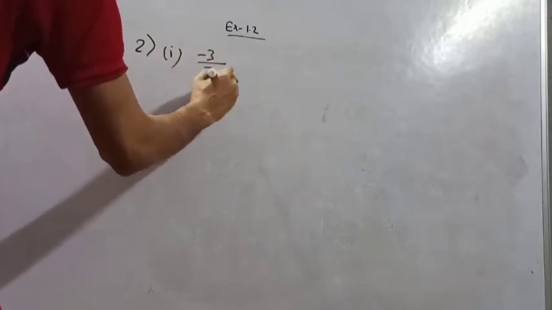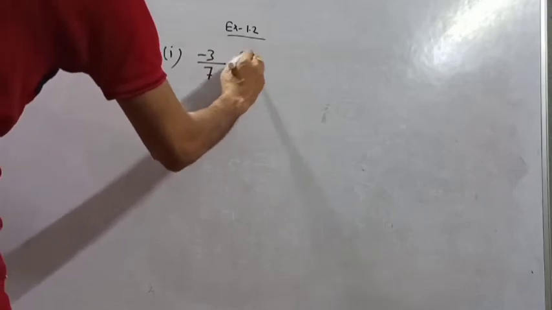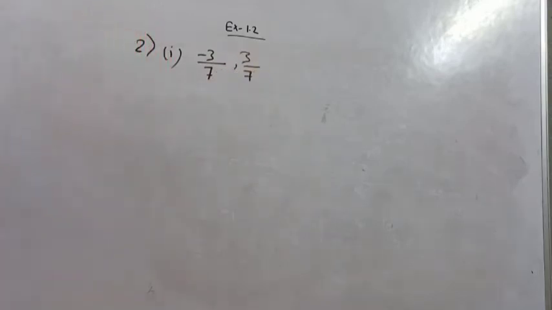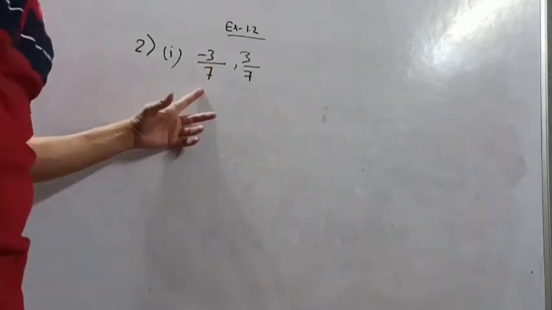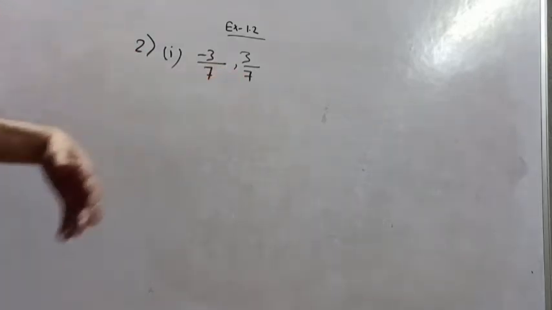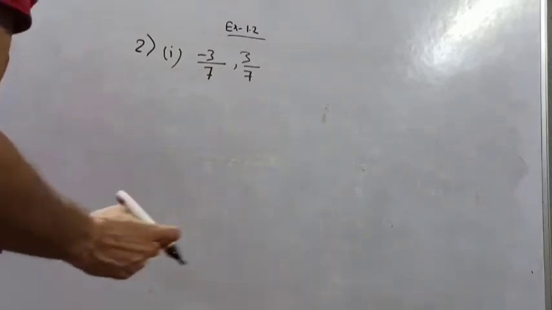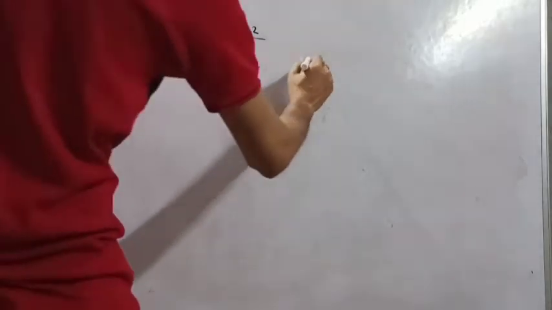Minus 3 by 7 and 3 by 7. Which one is greater? Same value, but one is positive and one is negative. If you get the same value, where one is positive and the other is negative, the positive value is always greater than the negative value.